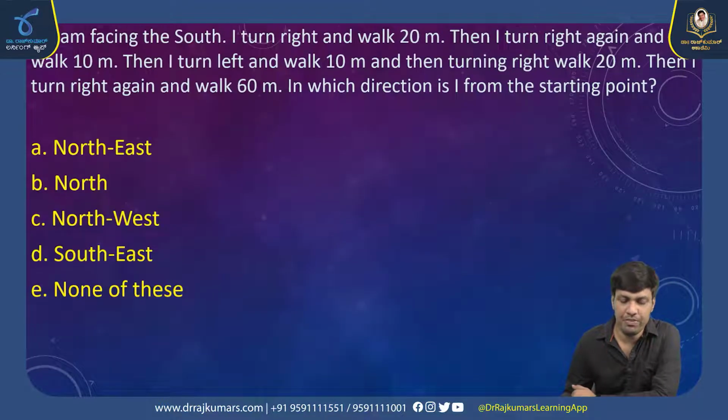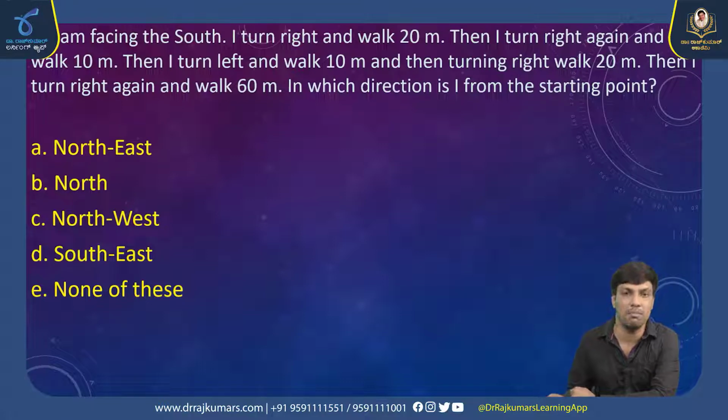Problem number 5. I am facing south. I turn right and walks 20 meter. Then I turn right again and walks 10 meter. Then I turn left and walks 10 meter. And then turning right walks 20 meter. Then I turn right again and walks 60 meter. In which direction is I from the starting point? The options are northeast, north, northwest, southeast and none of these.